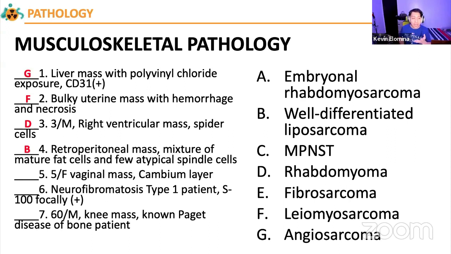And then, diniscuss na rin natin to yung 5-year-old na may vaginal mass na grape-like, no? That is your embryonal rhabdomyosarcoma. Now, if you have a neurofibromatosis patient and a sarcoma occurs in that patient, you have to consider your malignant peripheral nerve sheath tumor. Okay? Now, this one is an elderly male with a knee mass and non-Paget disease of bone patient. So that is your secondary sarcoma, no? Which is a complication of your Paget disease of bone, can be osteo or fibrosarcoma.